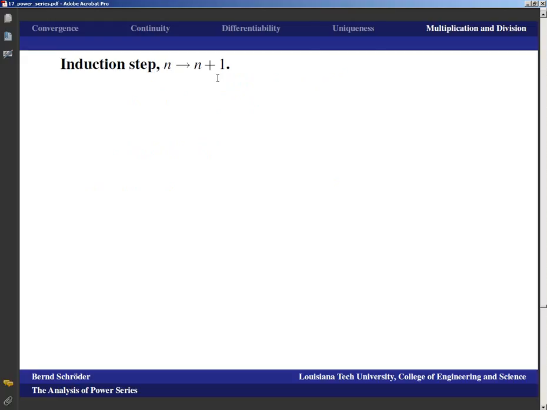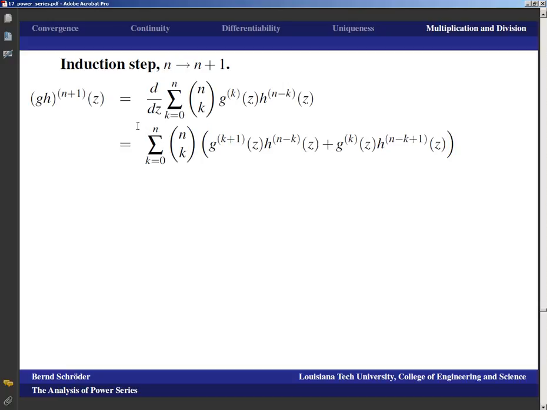The induction step, we go from n to n plus 1, and most likely we're going to use the product rule, right? So take the n plus first derivative of gh. Well, we know that that is the derivative of what we have for the nth derivative, which is the sum k equals 0 to n, n choose k, k's derivative of g at z, n minus k's derivative of h at z. If we now just use the product rule, this is the sum k equals 0 to n, n choose k, derivative of the first, the k plus first derivative of g, times the second, the n minus k's derivative of h, plus the first, the k's derivative of g, times the derivative of the second, which is the n minus k plus first derivative of h.